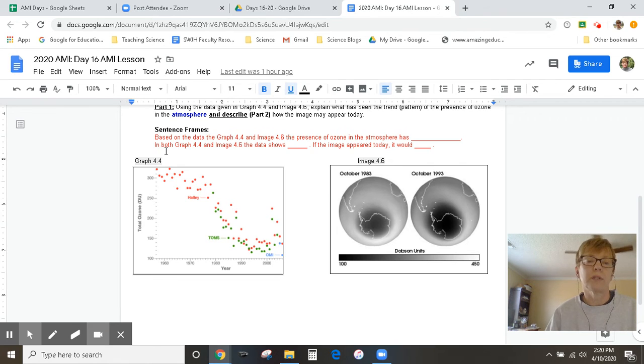And then another sentence frame for question 2: in both graph 4.4 and image 4.6, the data shows what? What can you tell me when you take all of this information these two are giving me? If the image appeared today, it would what? Do you think the ozone would be the same? Do you think it would be less? Do you think there would be no change? So remember, it's only asking you to use the information that you've been given here. If you see a pattern or a trend between these two, what do you think might be happening now?